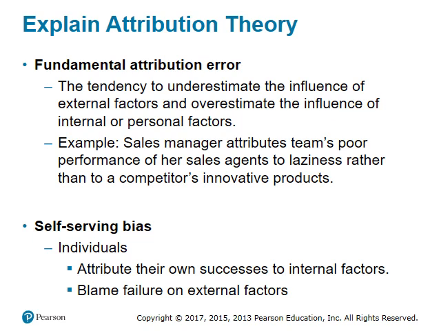Errors or biases can distort attributions. Fundamental attribution error occurs when we underestimate the influence of external factors and overestimate the influence of internal or personal factors. For example, a sales manager may attribute a team's poor performance of her sales agents to laziness rather than to a competitor's innovative products.